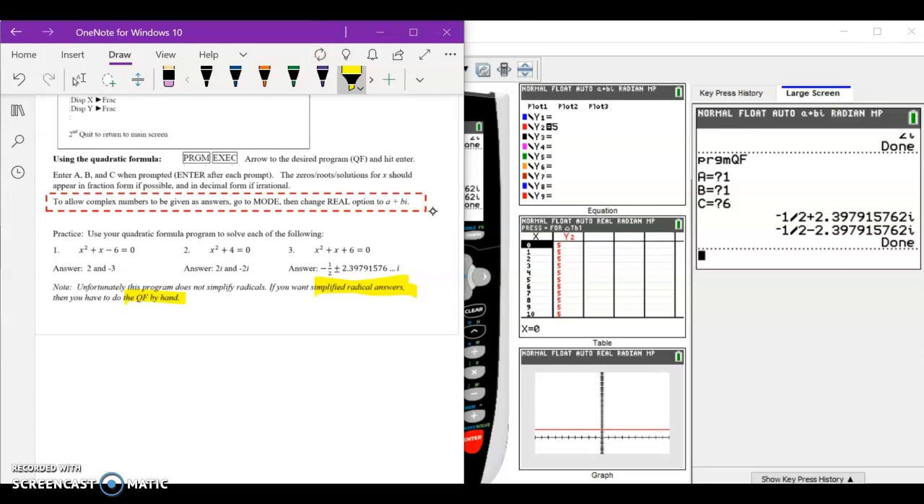So yeah, hopefully this program saves you some time, and you can definitely use it now going forward. Anytime we have a calculator section, feel free to use your quadratic formula that you programmed in.